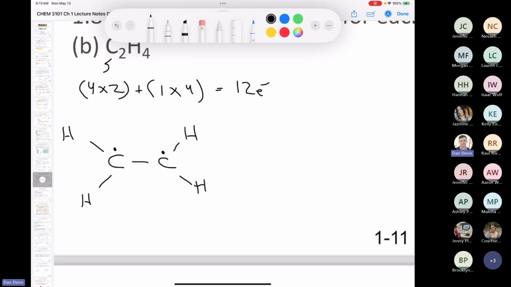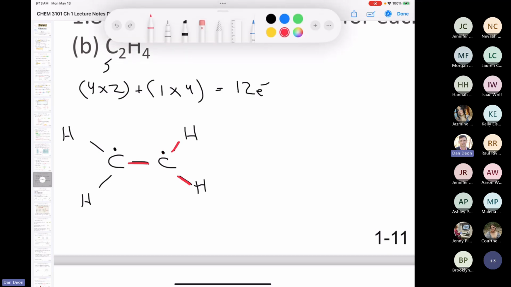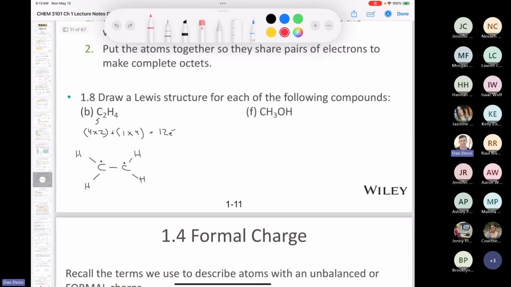What's the problem with that? Does the carbon have a complete octet now? The answer is no. It's surrounded by 1, 2, 3, 4, 5, 6, 7 electrons. So that doesn't work either. So could anybody tell me what the answer to this one would be? How do I modify this structure? Exactly. Thank you, Brooklyn. I'm going to put a double bond between the 2 carbons.